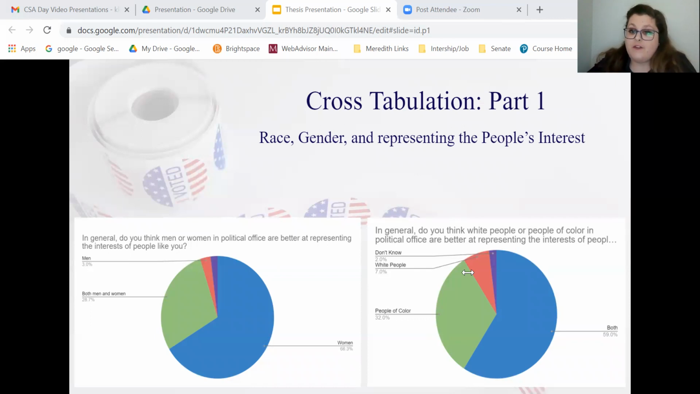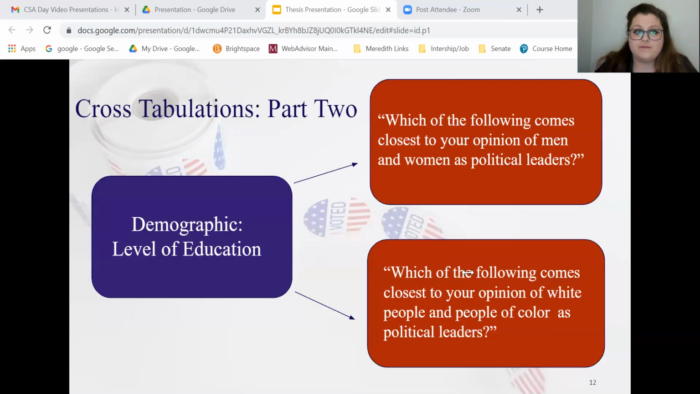And you can also see that 59% of the respondents said that both races would be equally good at representing the interests of people like them, which can also infer that race is not as big of an influence in representing the interests of your constituents as gender is. However, only 12 of the 105 respondents were people of color versus the vast majority who were women. So that can also be the reason behind this.